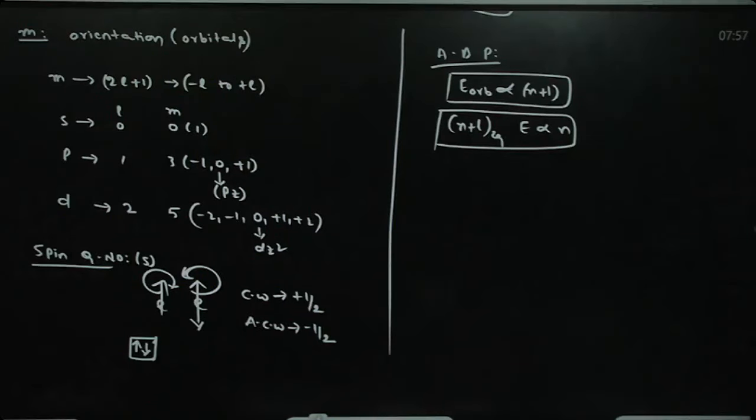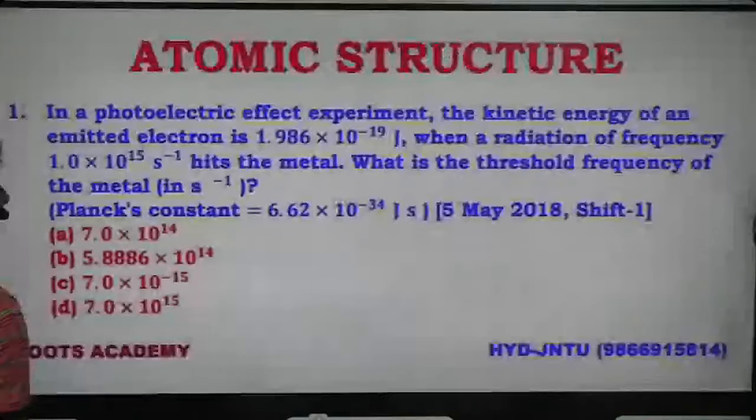Total number of nodes is n minus 1, not l. L is total number of nodal planes. Okay. Right. Now we will go through questions.